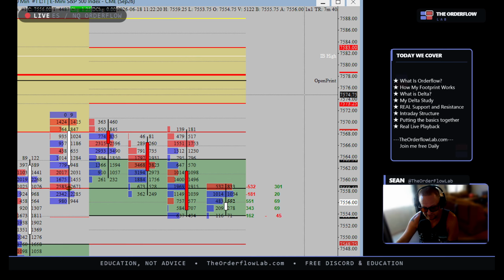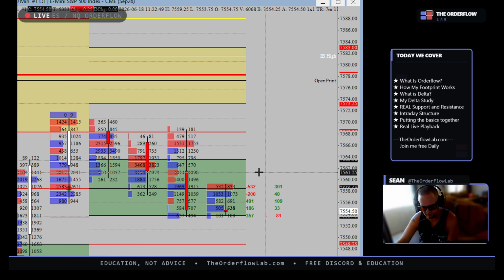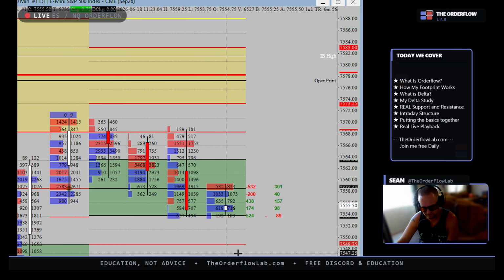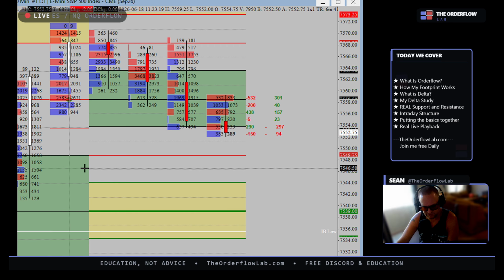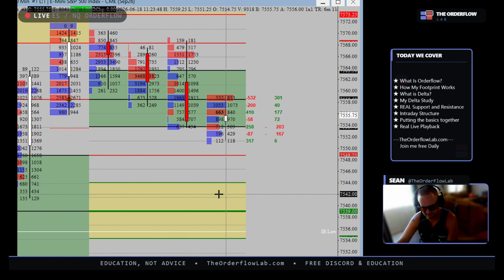Sellers have stepped down here now. So now we're taking a run here in the lows. We're trying to break this level to come back down to lower bid support. Where would that be? Into 48. There it is, 48 into here.